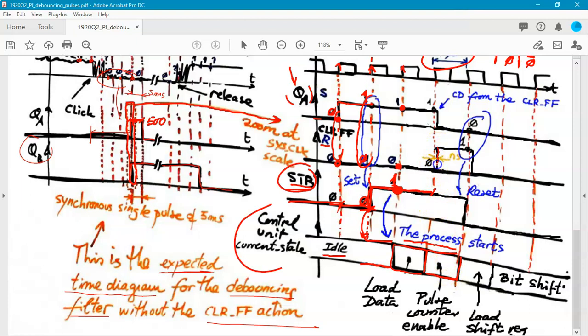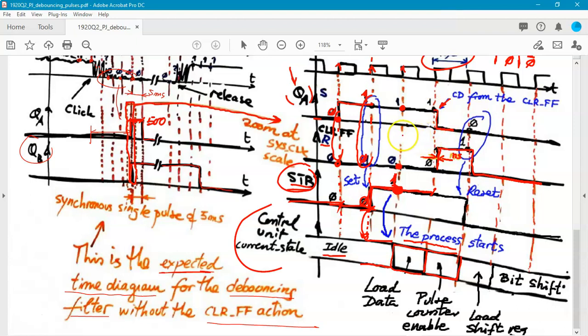Very well. But you know that this pulse is generated by the finite state machine, that is the control unit, but it is generated some nanoseconds later. All right? So what is the meaning of this? Well, this clear flip-flop pulse is driving the clear direct of the debouncing filter. So automatically, when this signal goes high, the QA asynchronously goes down, you see?